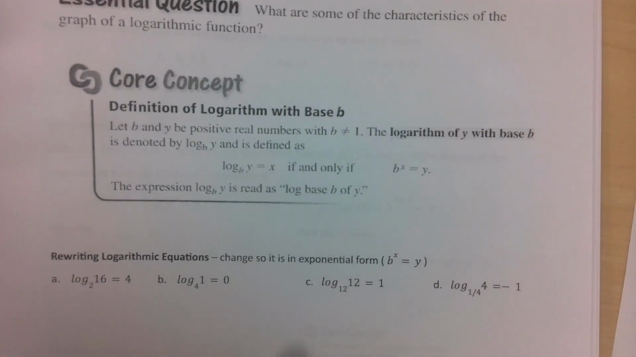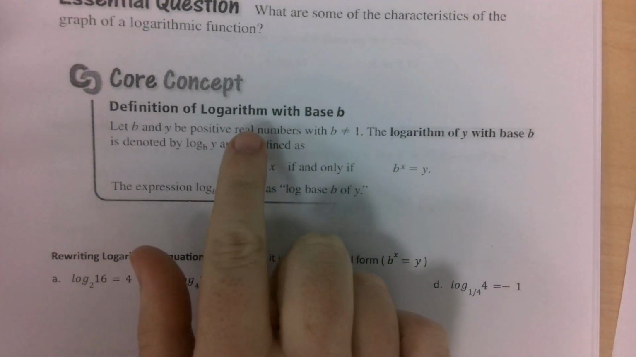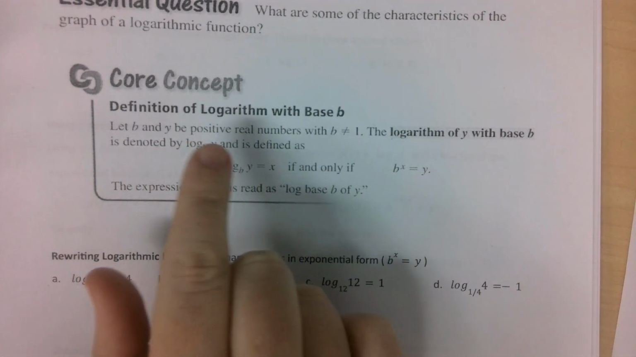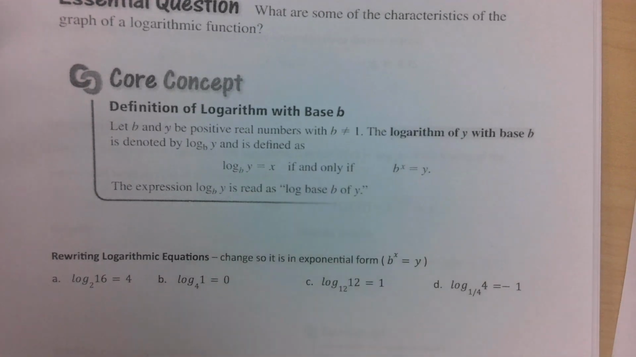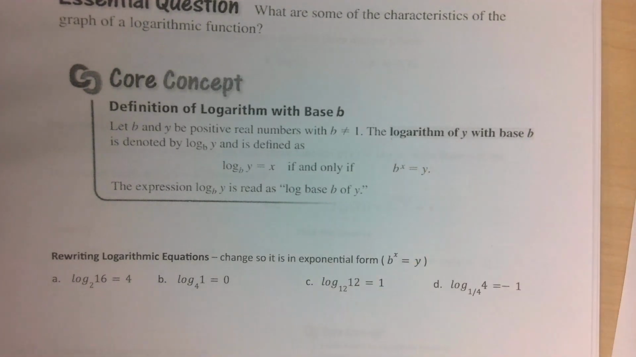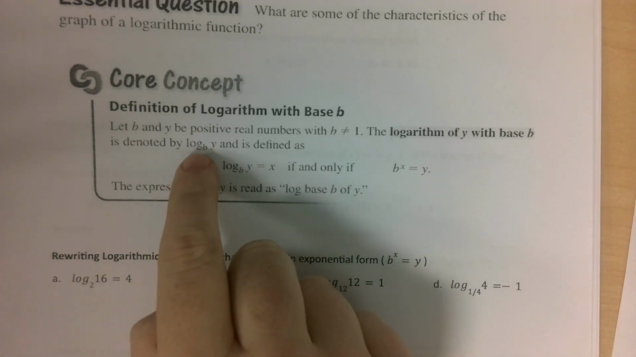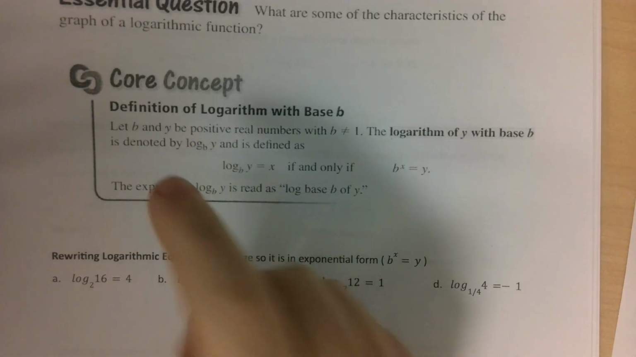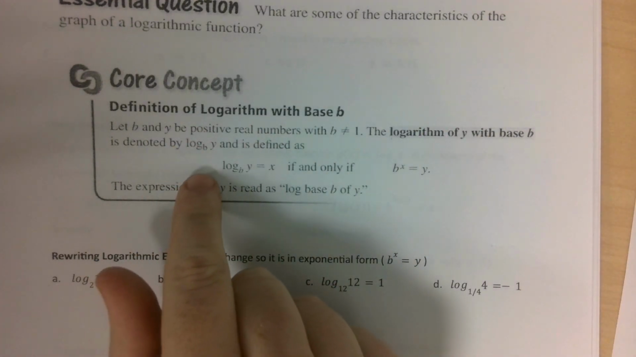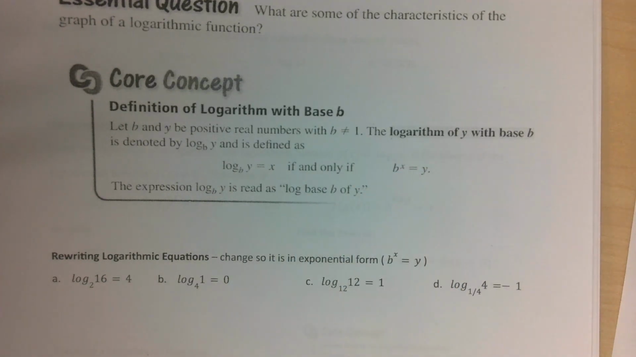So, at the very top, we have the following. Here's the definition of a logarithm. Let b and y be positive real numbers, but the base can't be 1. That's because 1 to any power is just 1. The logarithm of y with base b, which you might hear me say log base b of y, is symbolized by this. B is the base, y is the argument, and essentially, whatever that equals will be the exponent on your base. Log base b of y.